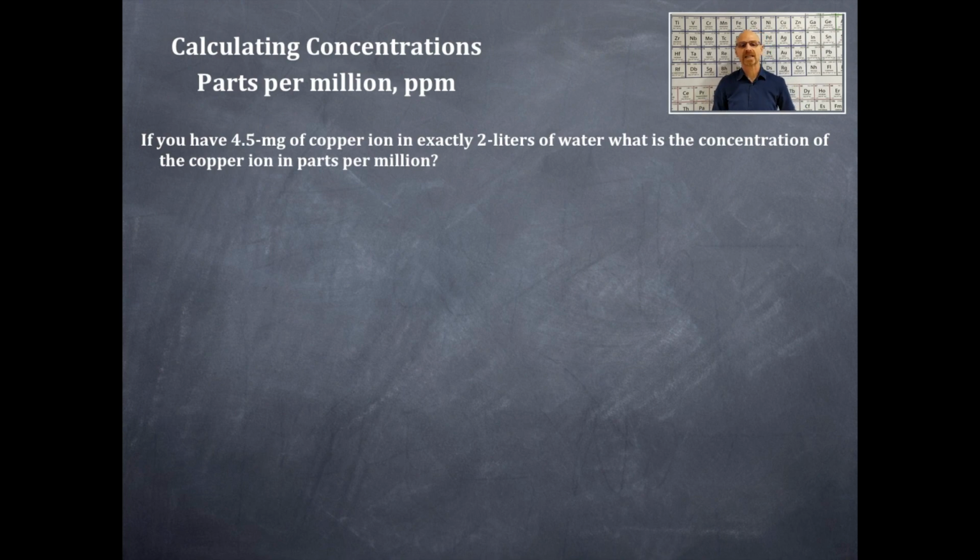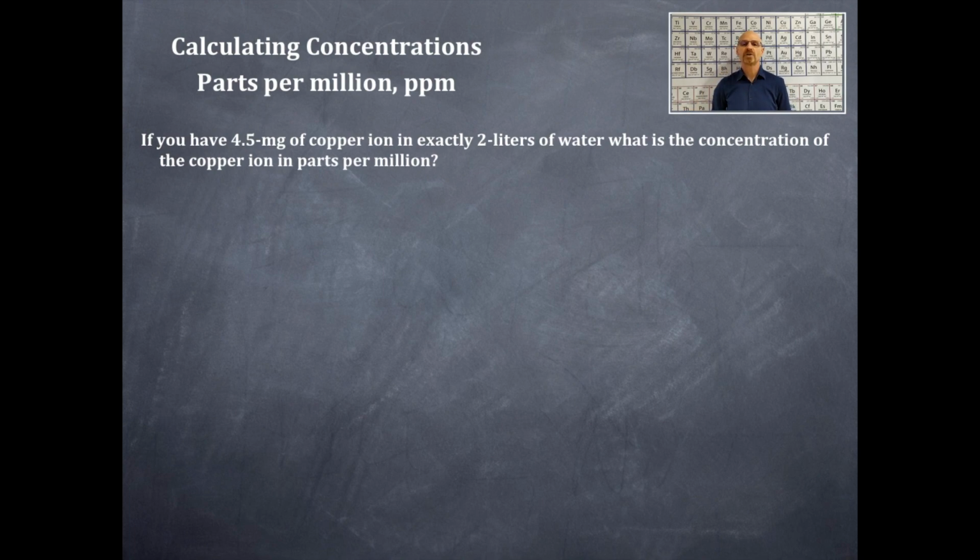Today we're going to calculate concentrations in parts per million. That's ppm. So here's our example problem. If you have 4.5 milligrams of copper ion in exactly 2 liters of water, what is the concentration of copper ions in parts per million? So this is a very excellent applied problem.